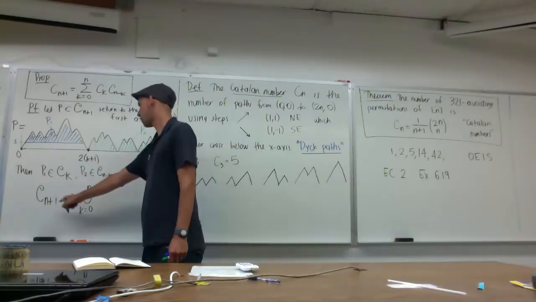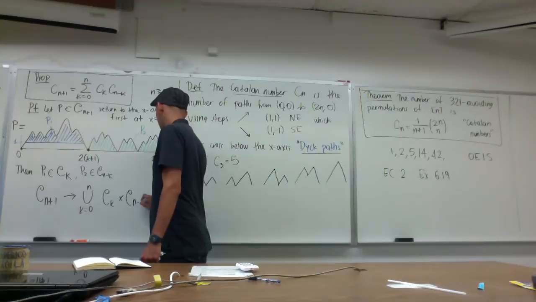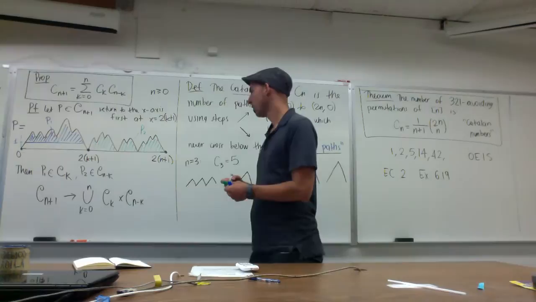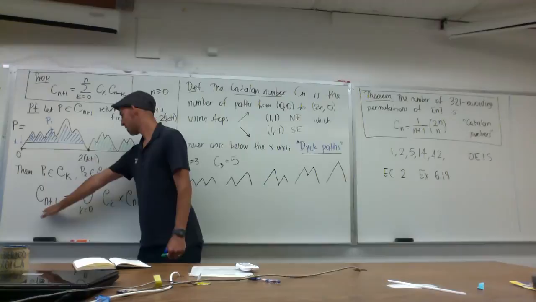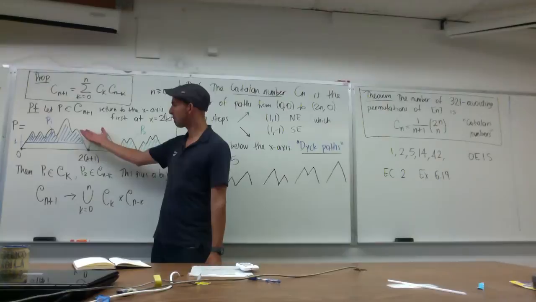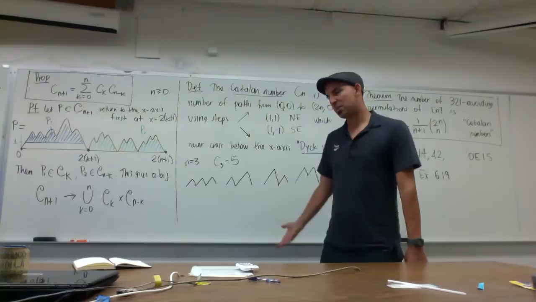So I get a map from here to here: the set of k paths times the set of n minus k paths. So the point is that this gives a bijection like this. For each path here, I get something on the right-hand side, and vice versa, for everything on the right-hand side, for the right value of k, I perform the construction, and I get a path of length n plus 1.